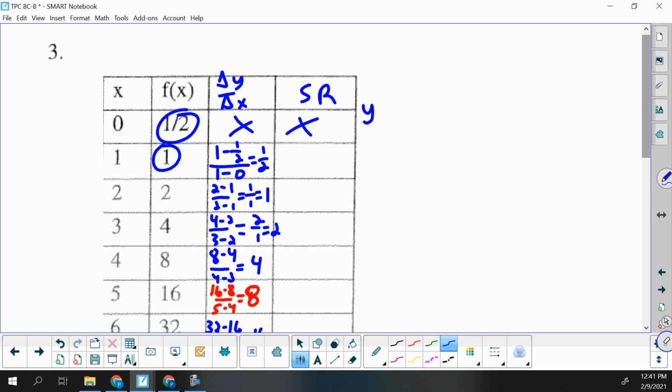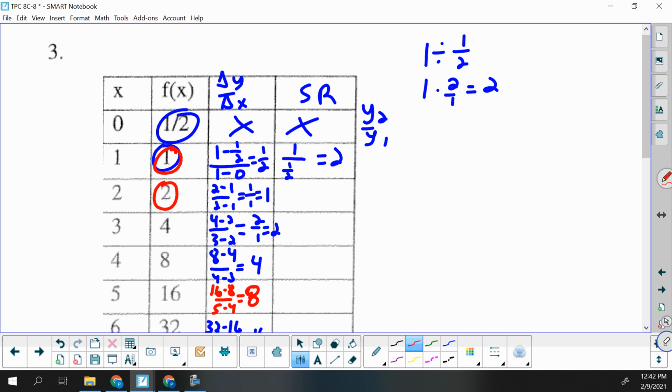So we got to do y2 divided by y1. So we're going to have 1 divided by a half. Well, if you have a fraction within a fraction, we like to write that horizontally. Doing keep change flip, this will be 1 times 2 over 1. 2 over 1 is just 2, so we get 2. Next one, when we do a y divided by the one before it, 2 divided by 1 equals 2. Then we'll have 4 divided by 2 equals 2. 8 divided by 4 equals 2. 16 divided by 8 equals 2.